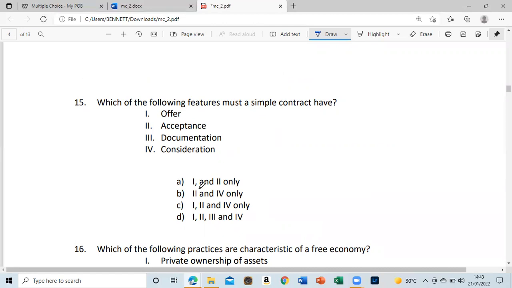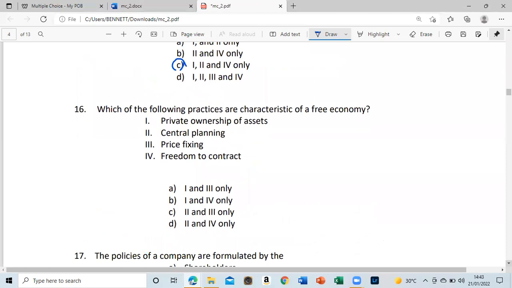Remember, a contract can be verbal, alright? It doesn't necessarily have to have the documentation in writing, or it could be a legal contract. Simple. And notice it says simple. Alright, so 15 would be C, to exclude documentation. So be very careful, guys. Alright, the words are powerful. Let's move on to 16.